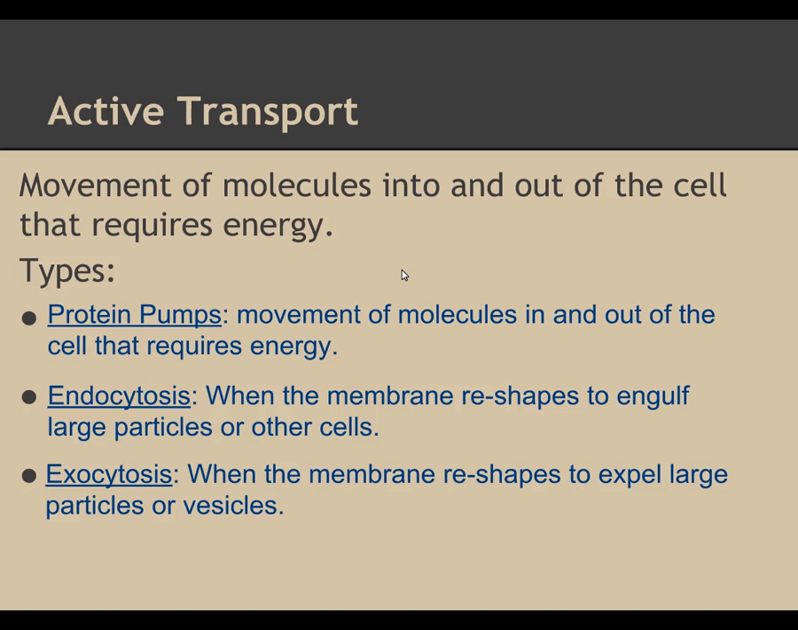Active transport. There are 3 types of active transport that we will talk about as well. The first one is protein pumps. Much like facilitated diffusion that use transport proteins, these are transport proteins as well, except they require the use of ATP molecules or energy. Endocytosis. This is when the membrane reshapes itself to engulf large particles or other cells. This is what you saw in the very beginning, when the amoeba was able to push its cell membrane out and around the paramecium to engulf it. That's called endocytosis. Cytosis meaning cytoplasm, endo meaning into the cytoplasm.